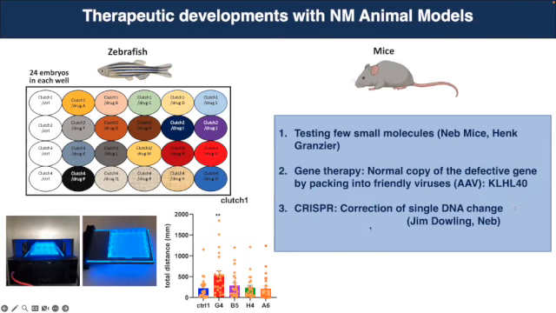And then there is CRISPR, which is very popular these days. Here, we don't have to put the whole copy of the gene back into the body, but we can go inside the cell and fix that single DNA change which is causing the disease. And Jim Dowling's group is working on Nemaline animal models to test CRISPR, and hopefully you'll hear from him in future.